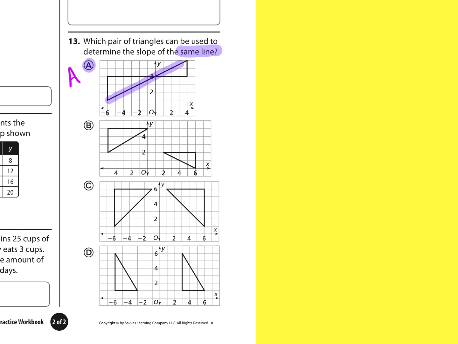So if you look through these other ones, you see the slope for B, it's not the same line. For C, it's not the same line. For D, they're parallel to each other, but they're not going to follow the same line.